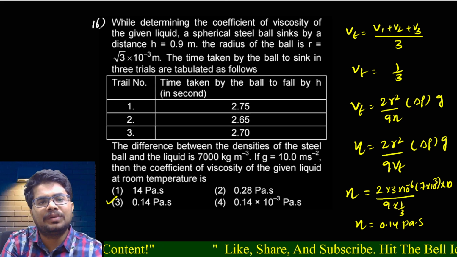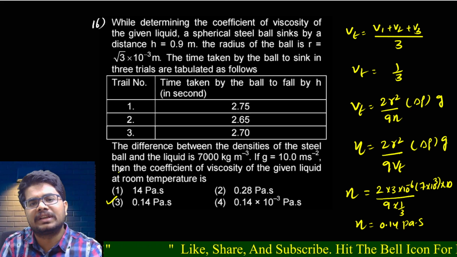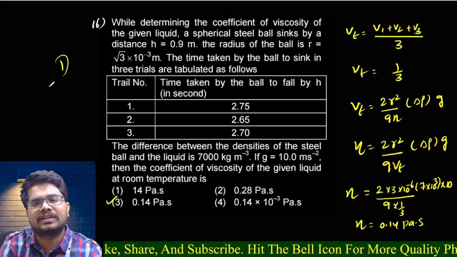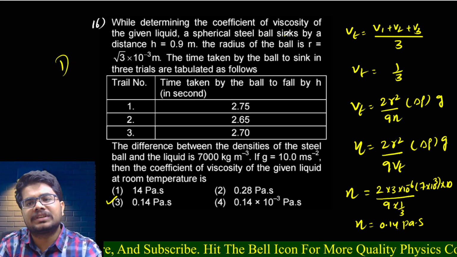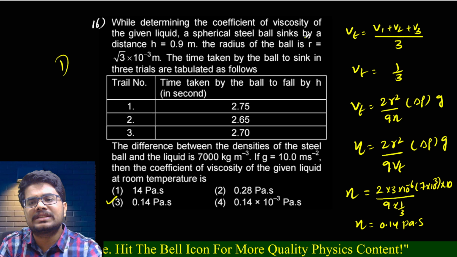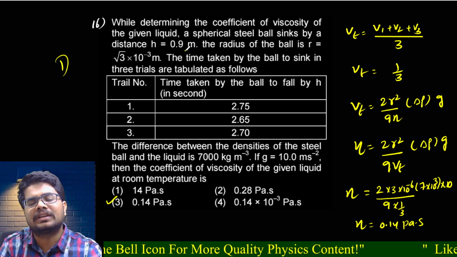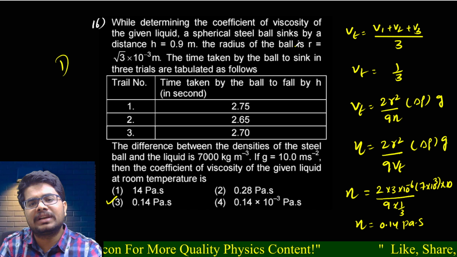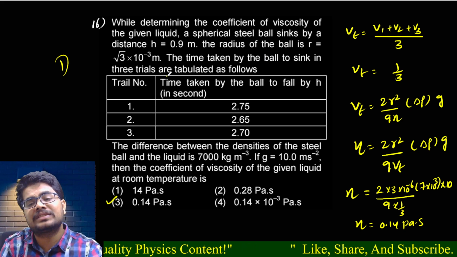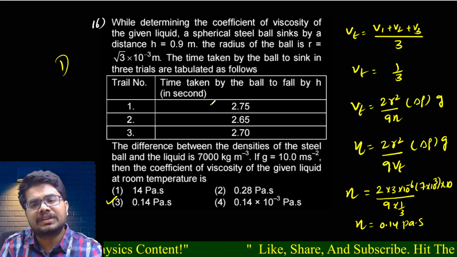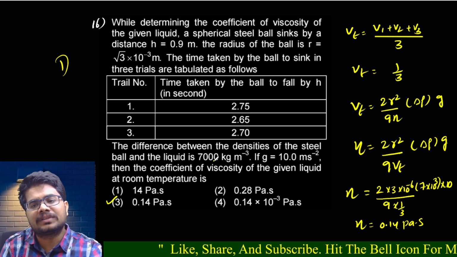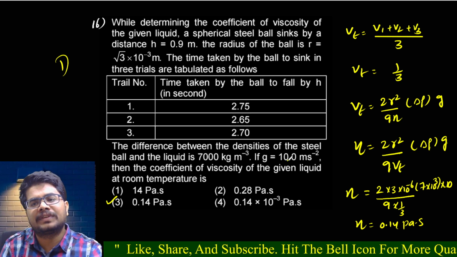Fine. Now look at the 16th question. This is one good question, I can take it. Generally for student level, this is a difficult question which we can discuss. While determining the coefficient of viscosity of the given liquid, a spherical steel ball sinks by a distance of 0.9 meter. The radius of the ball is root 3 into 10 power minus 3. The time taken by the ball to sink in 3 trials is given, first trial 2.75, 2.65, 2.7. Then the density difference is given as 7000, and acceleration due to gravity 10. We need to find the viscosity.